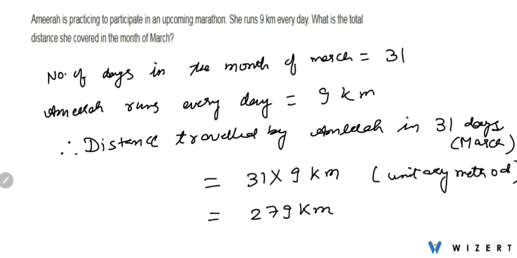So, the distance travelled by Amira in 31 days, or in the month of March, is 279 km, and this is our answer.